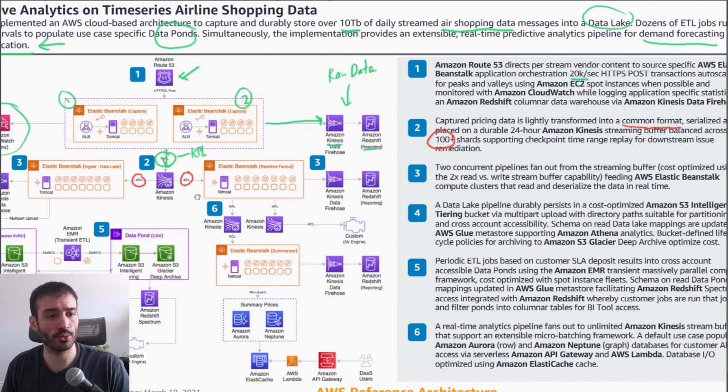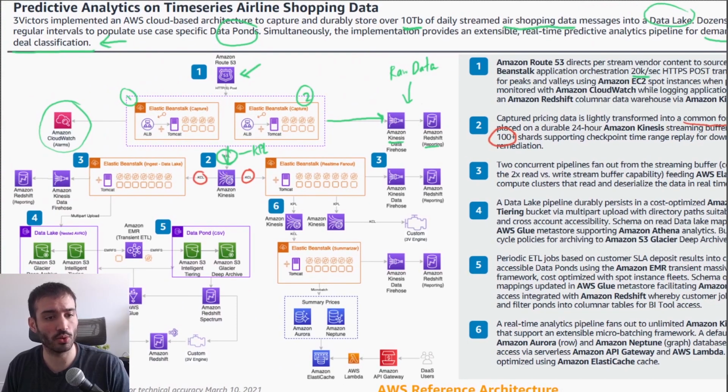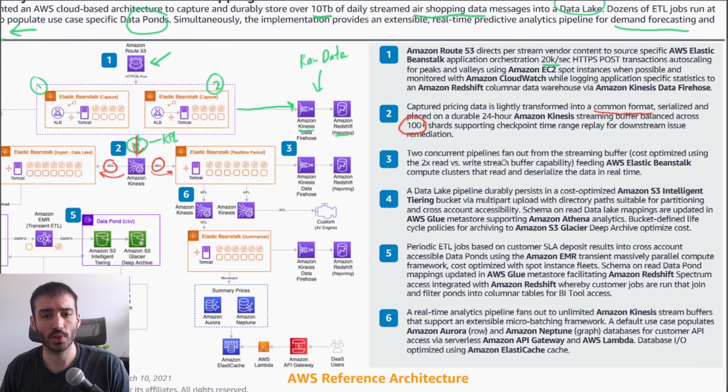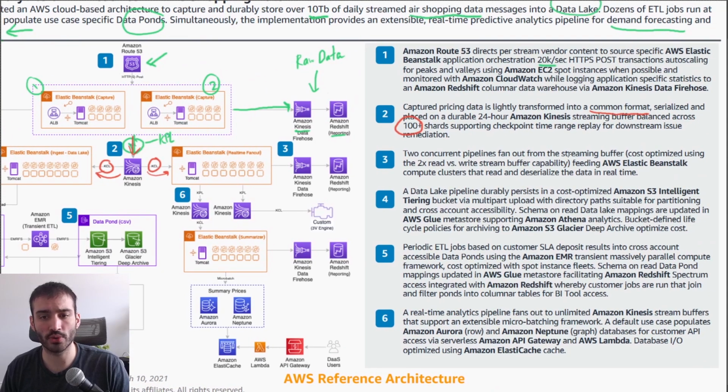So then what are they doing with this after it's normalized? It wasn't clear to me, by the way, if they're normalizing at this step, but I'm not 100% sure, so let's just run with this. And it's actually kind of going into number 3 here. So maybe we want to read number 3 here. 2 concurrent pipelines fan out from the streaming buffer. Cost optimized using the 2x read versus write stream. I don't know what that means. Feeding AWS Elastic Beanstalk compute clusters that read and deserialize the data in real time.